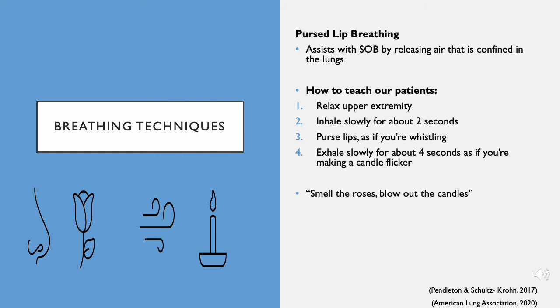So kind of get all that stiffness out. And then you want them to inhale slowly for 2 seconds. And then you're going to tell them to purse their lips as if they're whistling. And then exhale slowly for about 4 seconds as if you're making a candle flicker. And this is always good to say because you don't want them blowing super hard out. What I used to tell my patients is smell the roses, blow out the candles. This kind of gives them a good visual to kind of follow the technique.